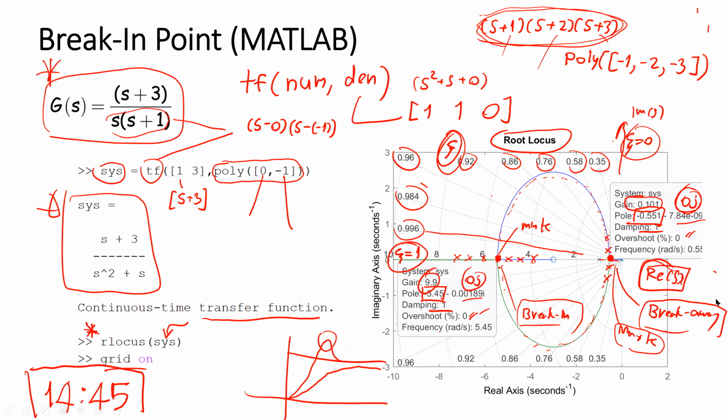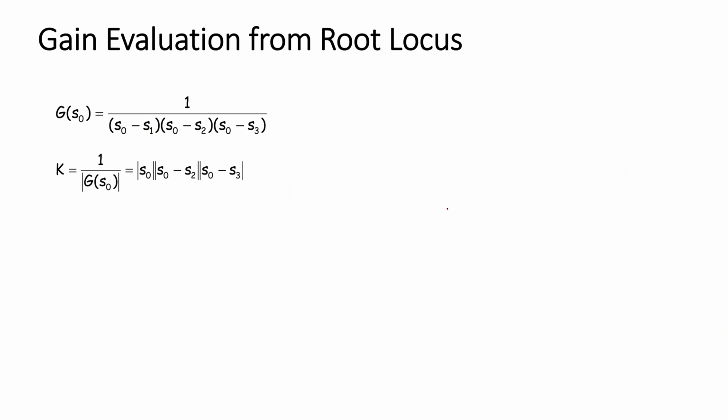From this example, I think what we still didn't mention is that in MATLAB, they compute the value of the gain k. When we click a cursor along the root locus plotted by MATLAB, the program will display the gain k for that location of the root.